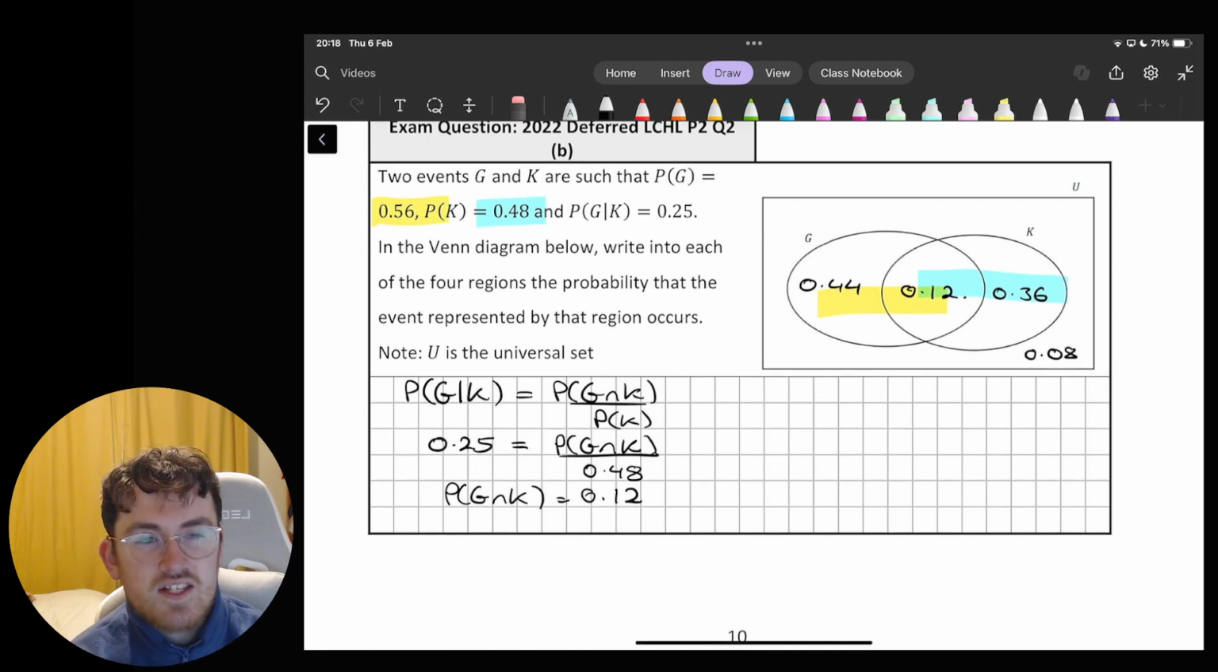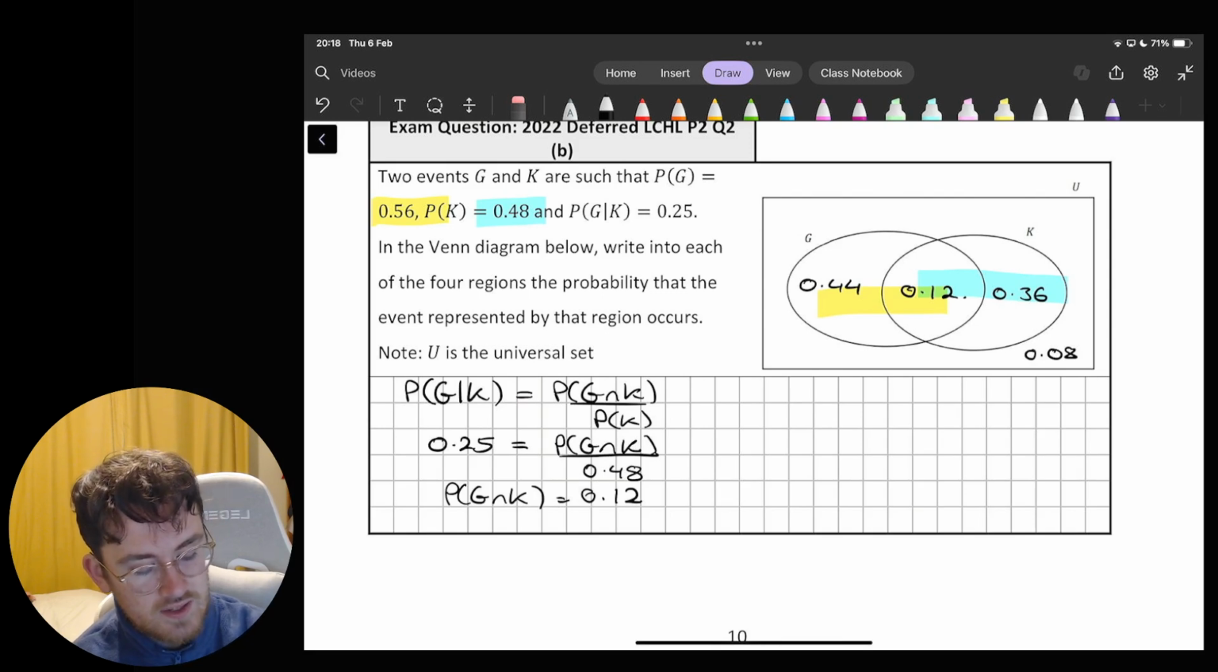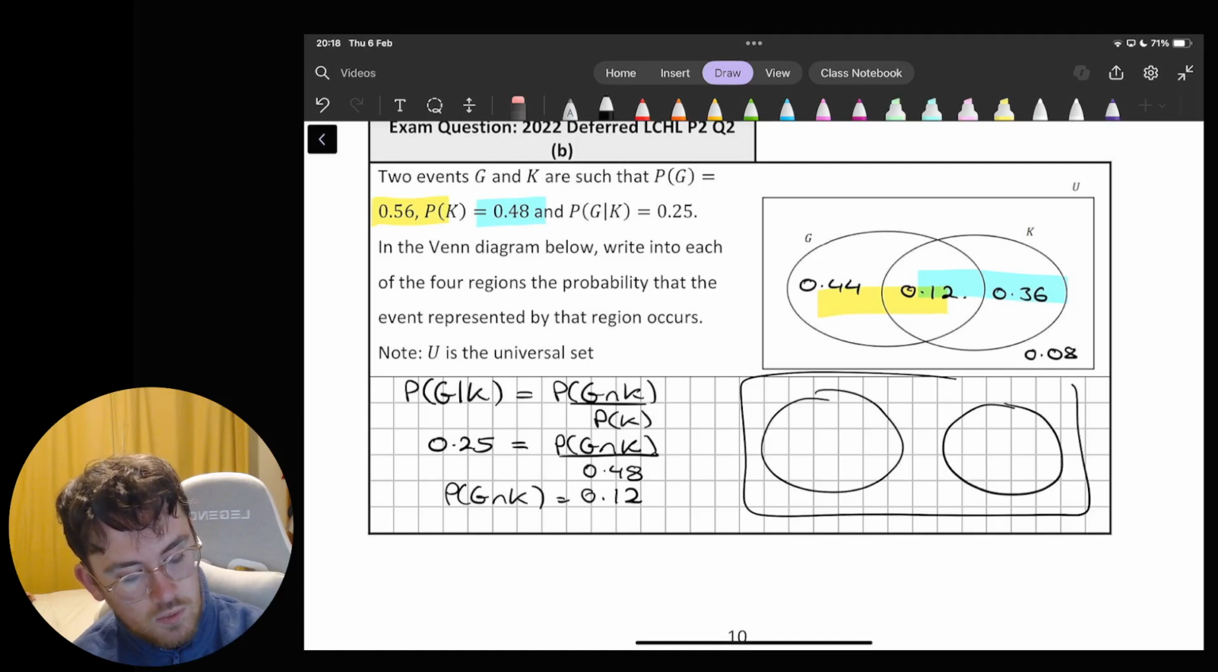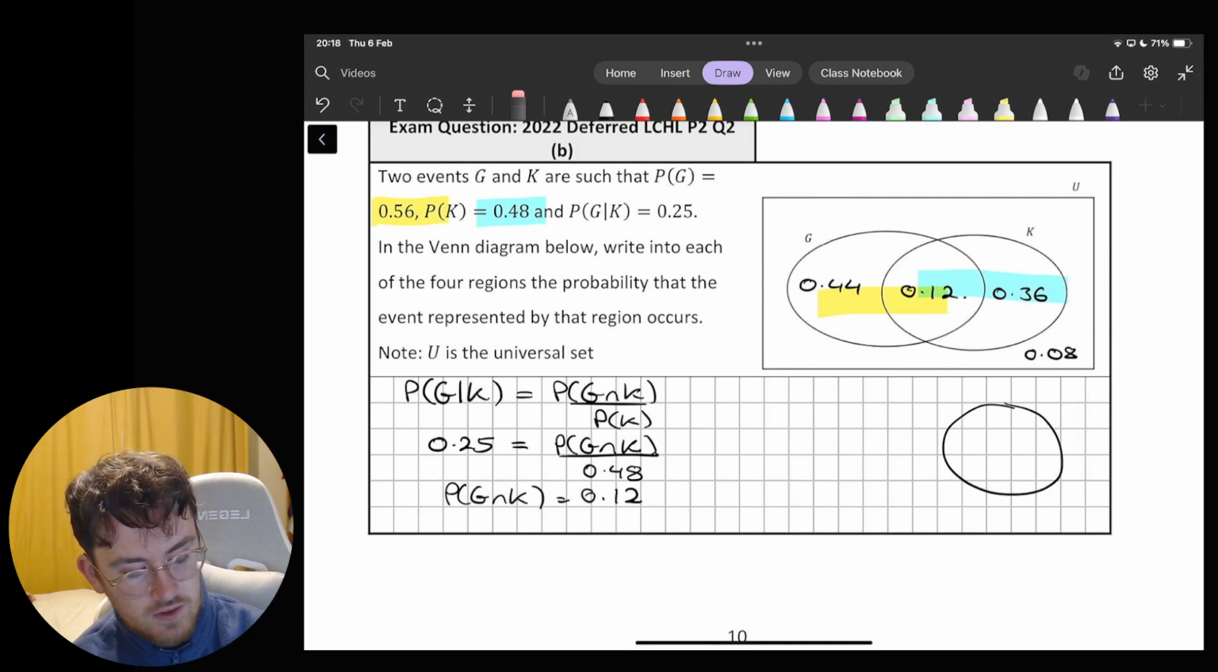We would say these events are not mutually exclusive because they can happen at the same time, and that's given by the fact that there is an intersection. Mutually exclusive events would have Venn diagrams like this because, as we know, the intersection would be 0.